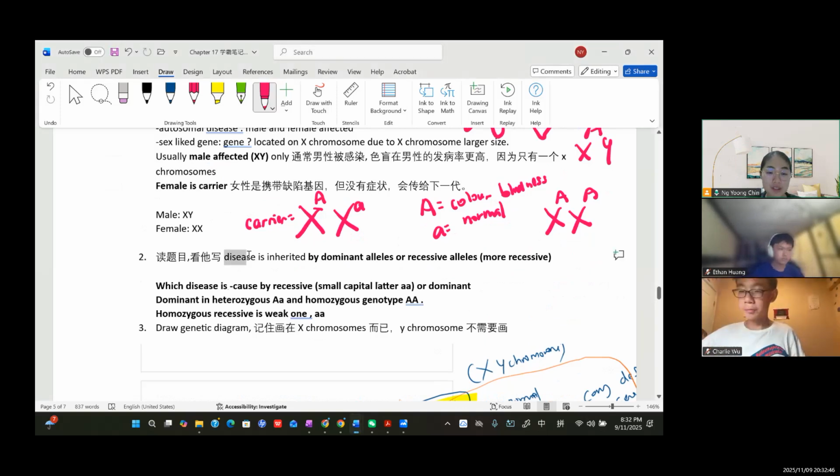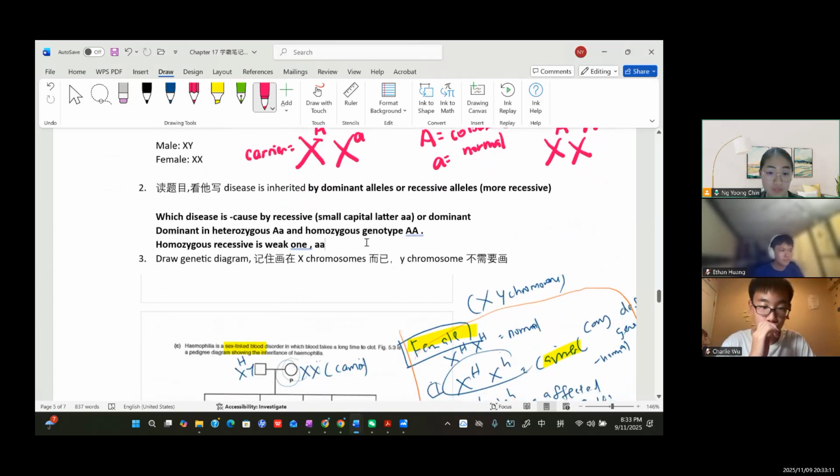So you should look at whether the disease is inherited through dominant alleles or recessive alleles. You cannot think all dominant alleles are good ones, because sometimes the dominant allele can be the one which carries the defective gene. So that's why you should read the title. Which disease is caused by the recessive or the dominant allele?